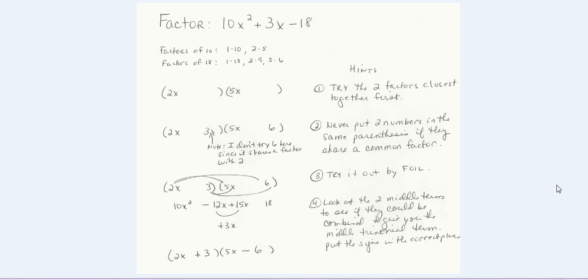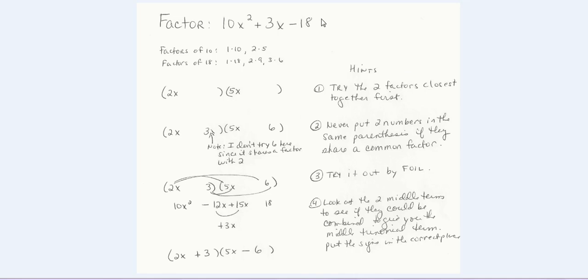The first thing to remember is that it will factor, if factorable, into the product of two binomials. So what I need to figure out is what are the two binomials that will give me 10x squared plus 3x minus 18. The first thing I do is look at the leading coefficient, which is 10, and I say, well, what numbers will multiply to 10? I either can do 1 times 10 or 2 times 5.